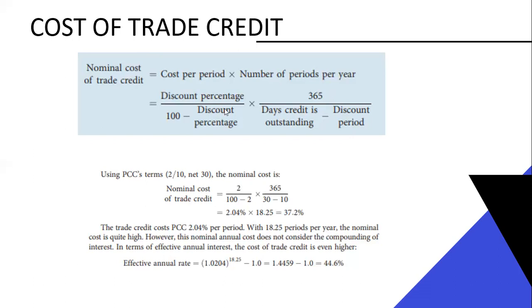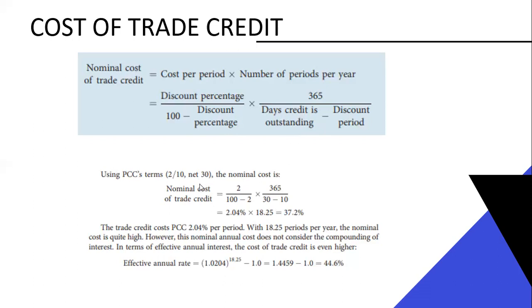Okay, that's right here, the discount percentage. So 2% of the discount is being given. And we divide this by 100 minus the discount percentage, which again is 2. And then we multiply this by 365 right over here. And then we say, okay, the days' credit is outstanding.